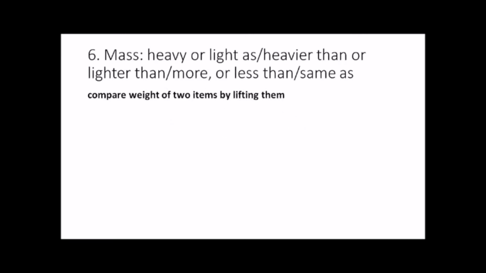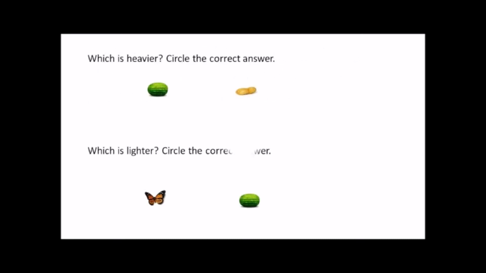Okay, mass. Mass is how heavy or light something is, and you could say it's heavier than, or lighter than, more or less than, or the same as. So they compare weight and let them know mass is the same as weight. It really isn't, but at this stage they don't need to be able to differentiate between the two. So compare weight and use 2 items. Begin with 2 items and let them lift it and compare.